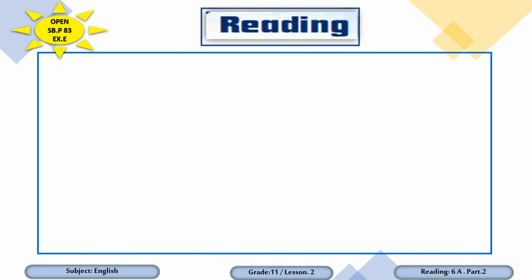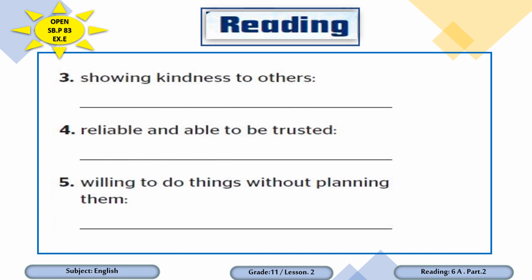Dear students, read the meanings 3 to 5. Then try to find the words that give the same meaning. Please pause the video for some time, read the highlighted words well, then try to choose the best one that gives the meaning of each of these 3 different meanings. After that, play the video again in order to check your answers.